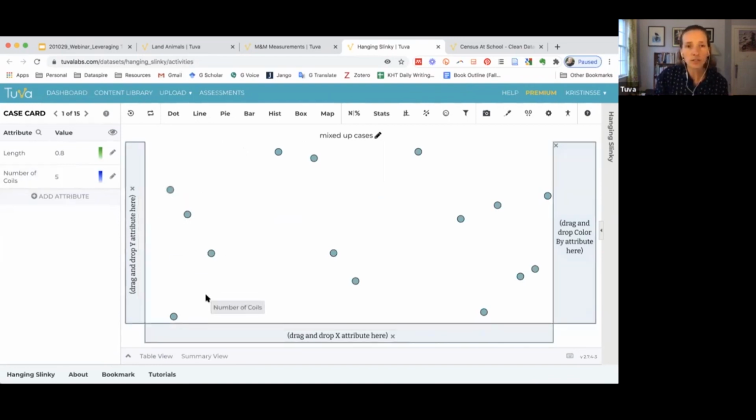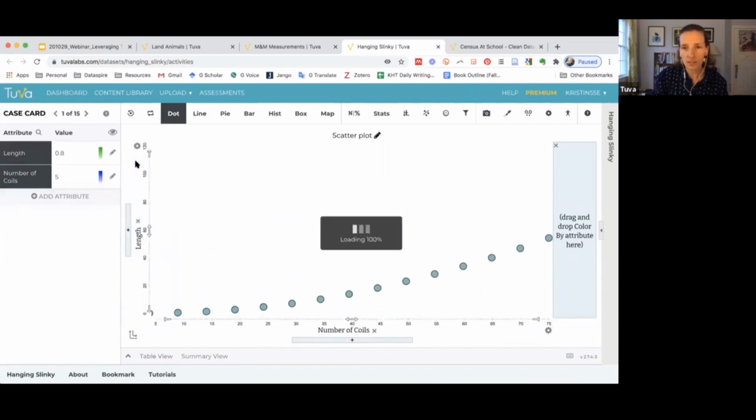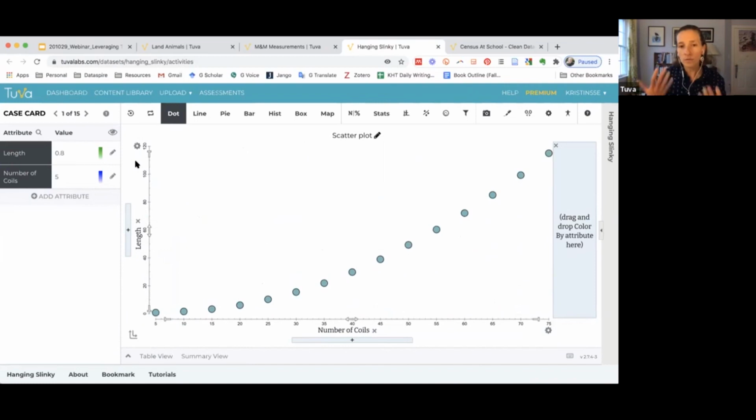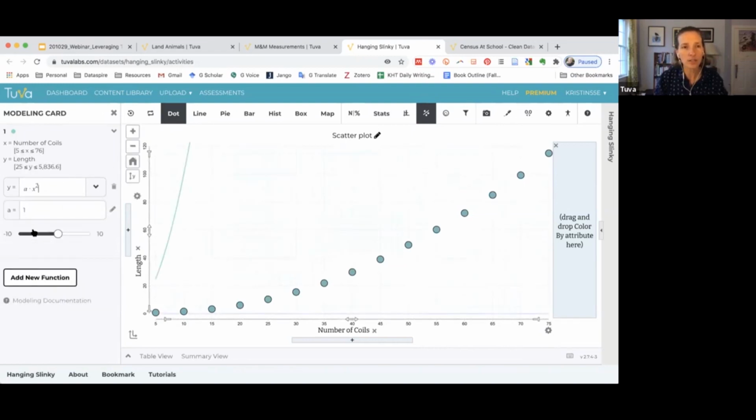So here what we're going to look at is number of coils and compare that to the length of the Slinky. And so, visually we can look at this. Some students might, depending on where they are, think that this is linear. But what we can also do, which is really fun, is model the data and fit the function. When we come in here, there's a range of different functions that we can choose from, including our linear relationship. I'm going to go with this one because I don't actually think that it's linear. And we can start playing around.